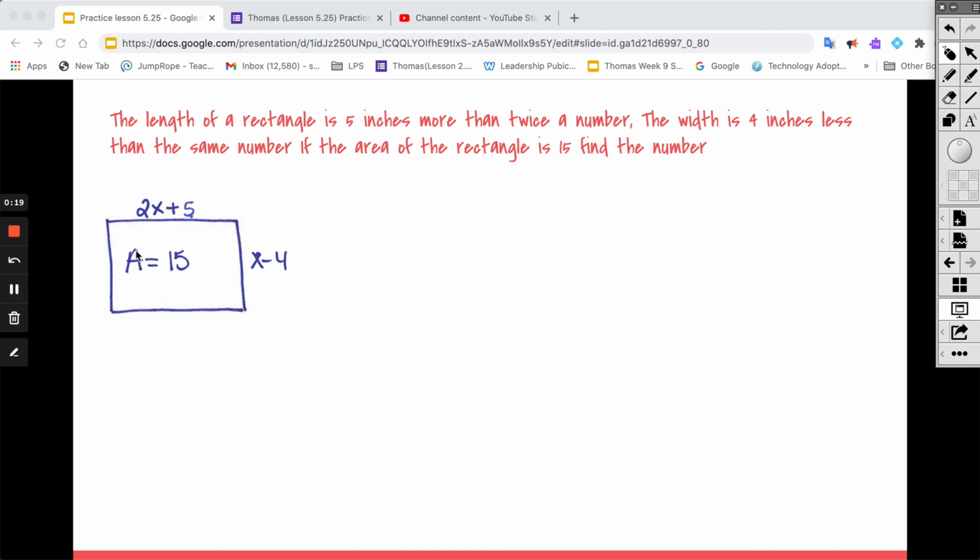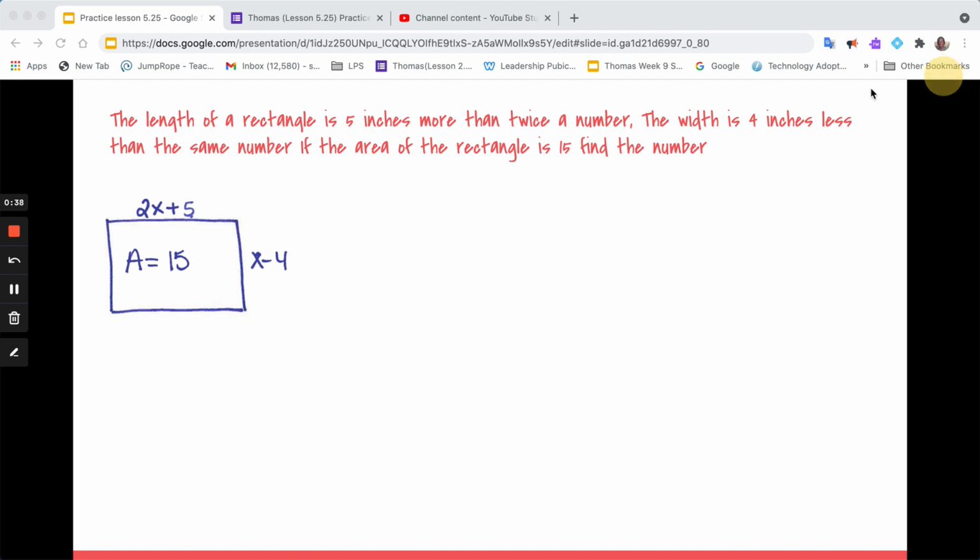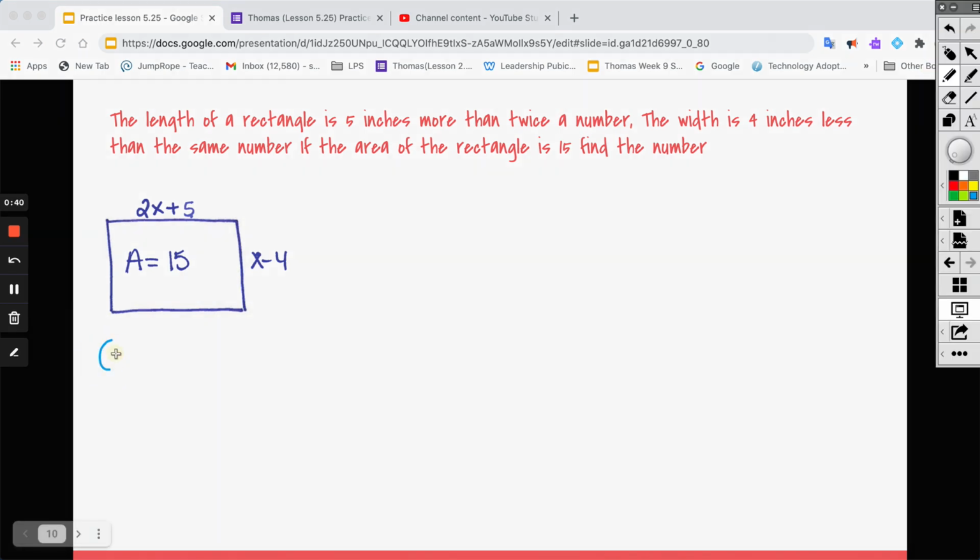We notice that one side of the rectangle is 2x plus 5, x representing the number, so it's 5 more than 2 times the number, and the other is going to be x minus 4. So what we know is that area is equal to length times width. So if we multiply both of the sides, which are 2x plus 5 times x minus 4, that should give the area of the rectangle.